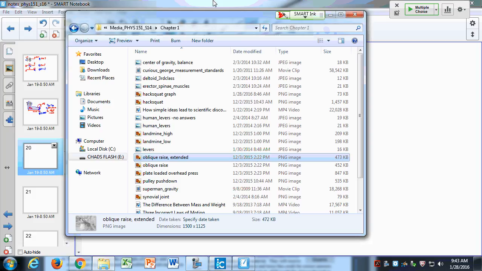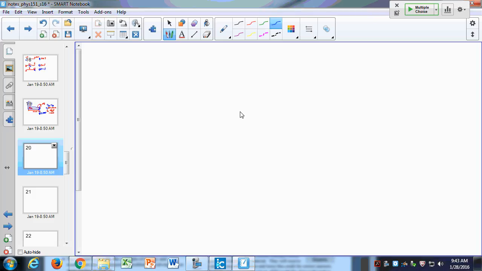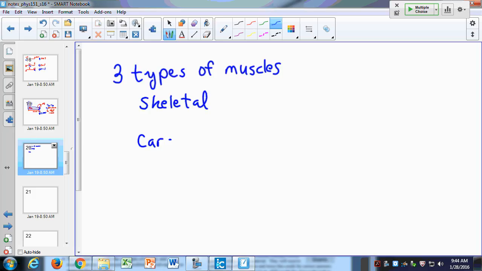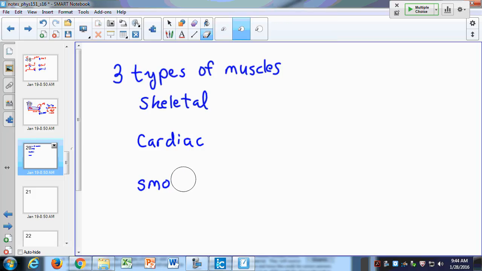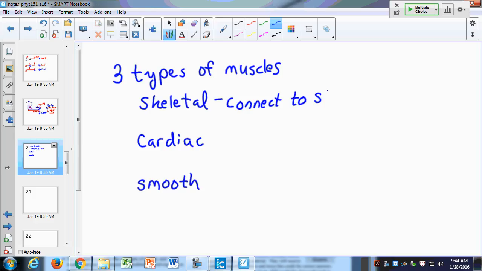Okay. Let's move on to the A and P section. So again, in your book, it's split into the physics part and then the biology part. We won't spend as much time, at least not in this chapter, but in later chapters, the two are more integrated. In this chapter, they're more separated. You have three types of muscles. You need to know what these are and be able to identify them. You have the skeletal, the cardiac, and the smooth. Mostly, we'll talk about the skeletal muscles. Those are the muscles that connect to the skeleton and cause large external motions.